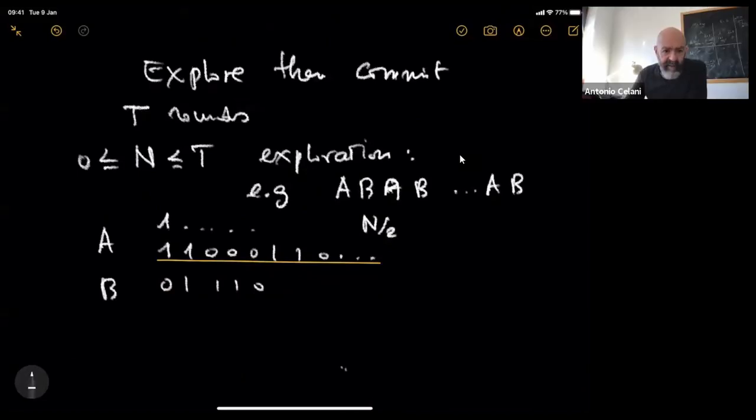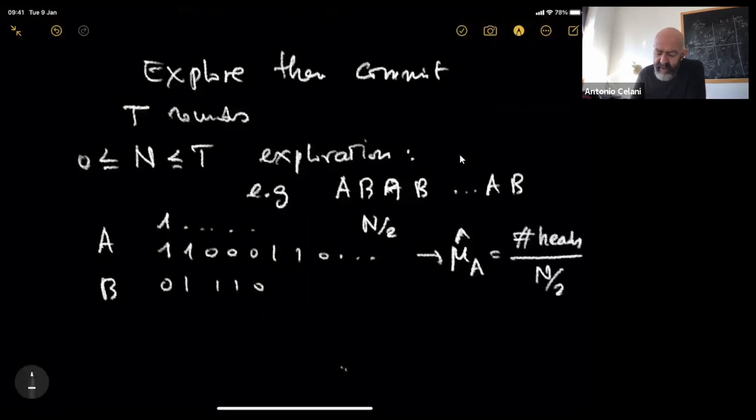Okay, so this is the first sequence and this is the second sequence. And you're alternating between the two coins going up and down. And this is what you observe. And then at the end of this exploration procedure, you have collected a certain set of numbers from which you can extract some estimates, okay? So you can estimate your bias for coin A just dividing the total number of heads by n halves, okay? So this is the empirical average that you compute. And same thing you can do for coin B. Okay, this is simple enough.